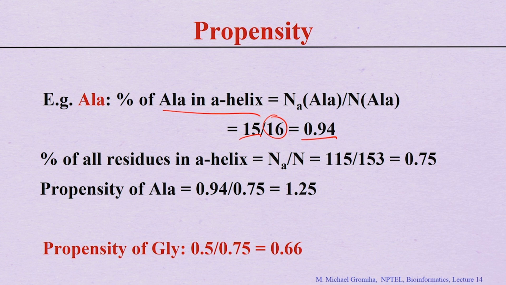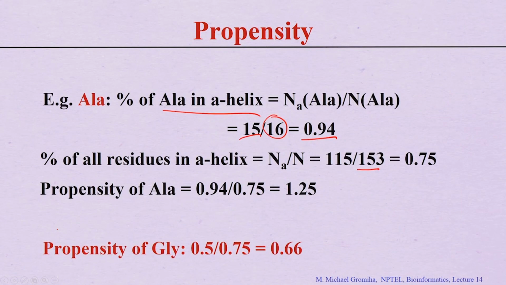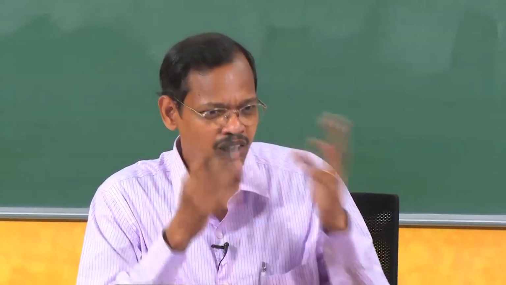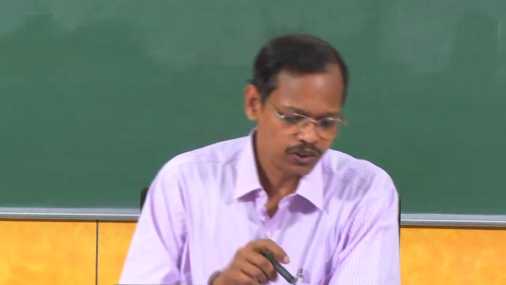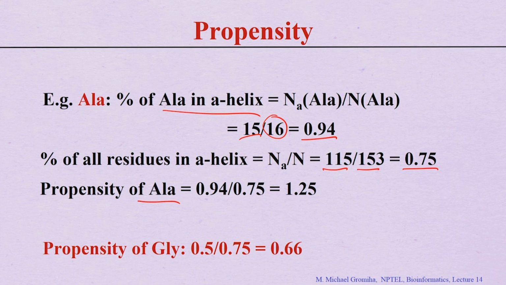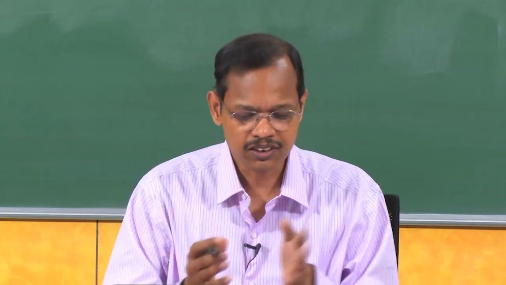Then take all the residues in alpha helix. In this case, you can see 153 residues. Out of 153, you can see 115 in alpha helix. So that is 0.75, 75% of the residues in alpha helix. Now, any residue preferred in alpha helix should be more than 75%, because the whole protein is 75% alpha helix. So you get the propensity of alanine: 0.94 divided by 0.75 equals 1.25. If the value is more than 1, you can say this residue prefers to be in that particular secondary structure, in this case alpha helix.